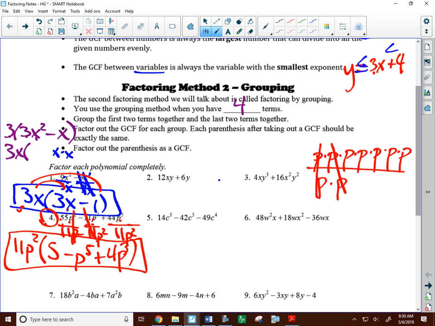That might be it. There might not be grouping. So don't think, oh, there's 4 terms, I'm automatically going to do grouping. No, look for GCF first. Then we'll see if it sets up to be a grouping question.